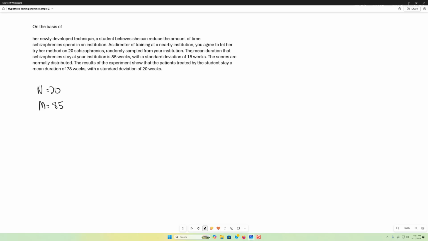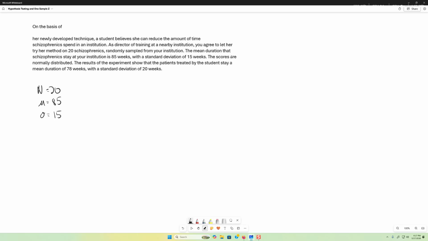And the standard deviation is 15. So that's my sample standard deviation. Well, that's my population standard deviation. Actually, that's the population. Okay, so these are population values, so let me erase that. So the mean of the population is going to be 85. And the standard deviation of the population, because your institution is the population. So that's going to be 15.